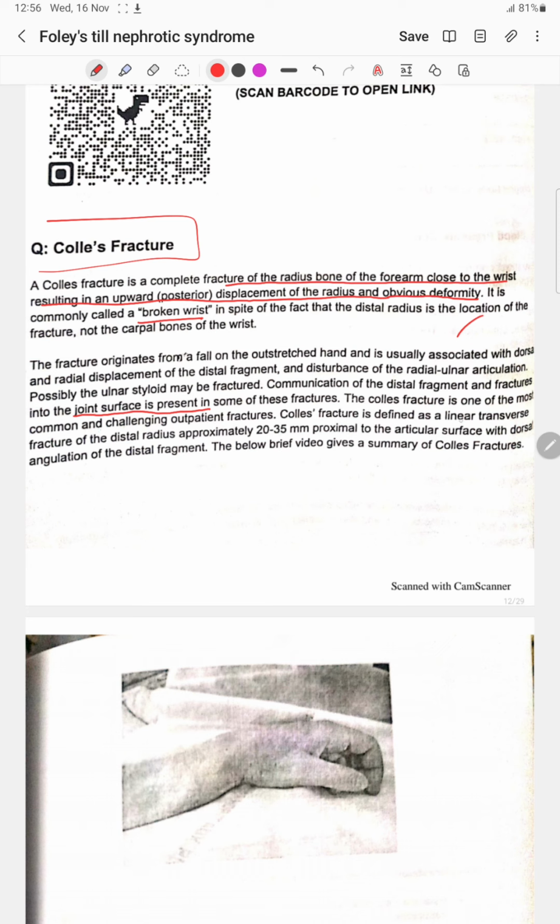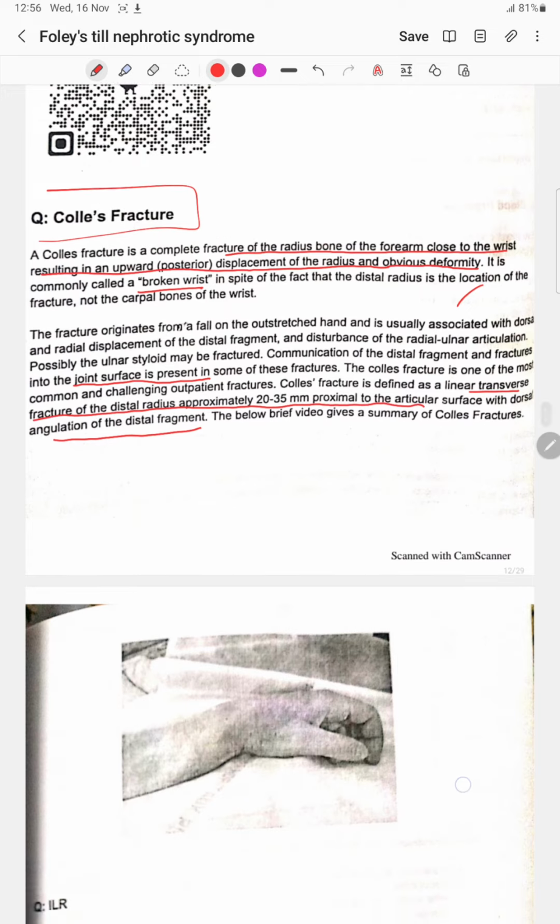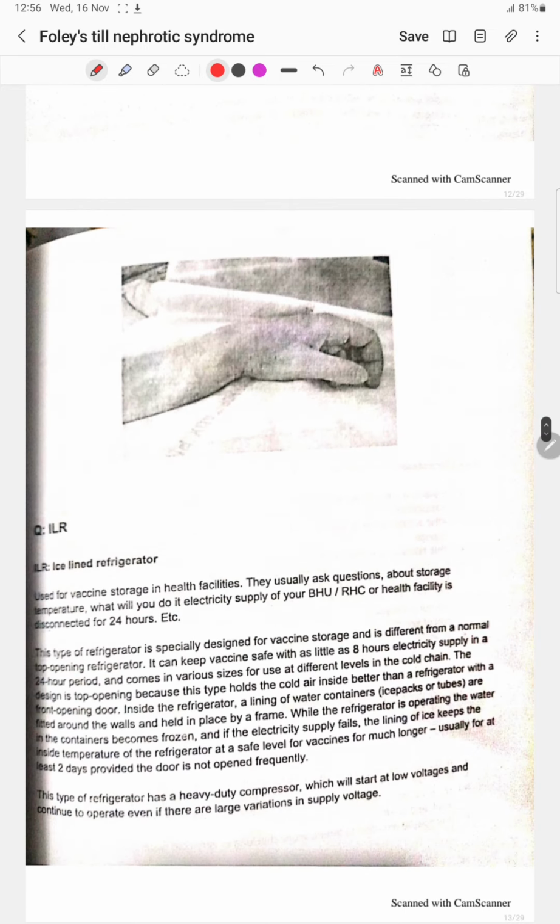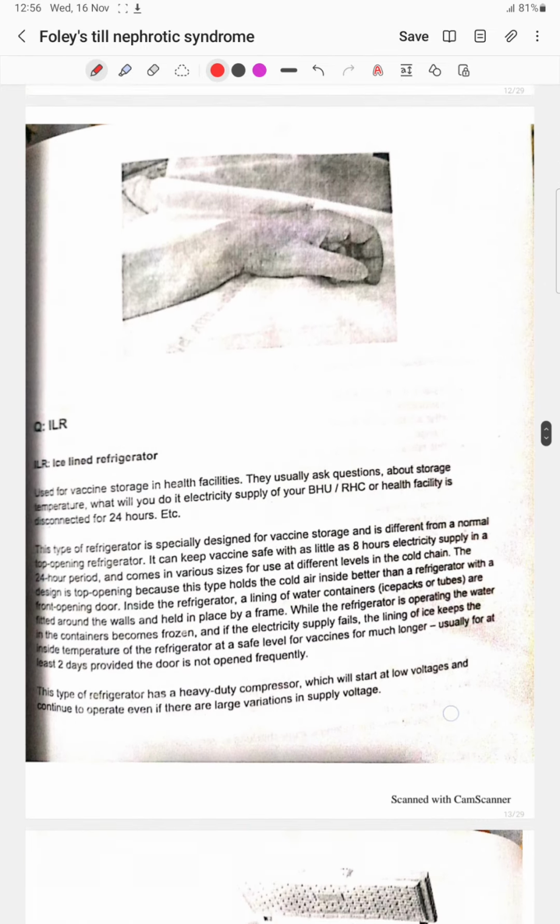Colles fracture is defined as a linear transverse fracture of the distal radius approximately 20 to 35 mm proximal to the articular surface with dorsal angulation of the distal fragment. Below is a picture of the Colles fracture.